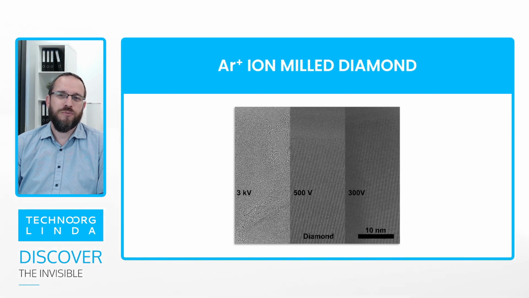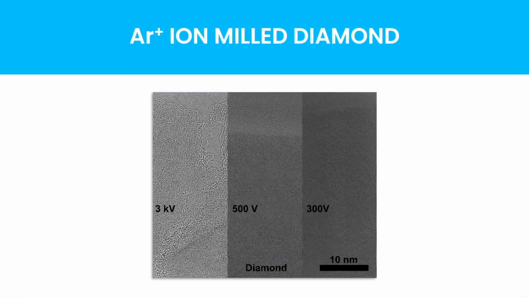Let me show you an example. This is an argon ion milled diamond piece, and you see on the left image how the sample looks when the ion milling is finished at 3 kilovolts with a high energy gun. On the lower part of the image you see some lattice of the diamond, but obviously this sample cannot be used for a proper investigation.